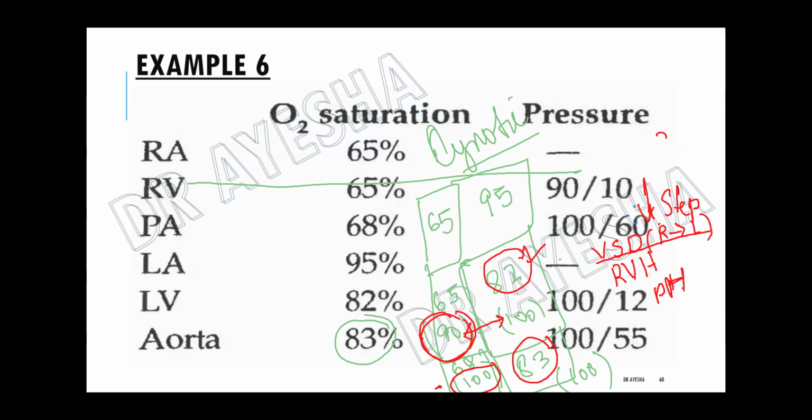So just conclude it now. What is this? Cyanotic, VSD, persistent right to left shunt, right ventricular hypertrophy, pulmonary hypertension. So what is this? I've told you. Eisenmenger. Yes, very good, Ariba. This is VSD with right ventricular hypertrophy and pulmonary hypertension: Eisenmenger.